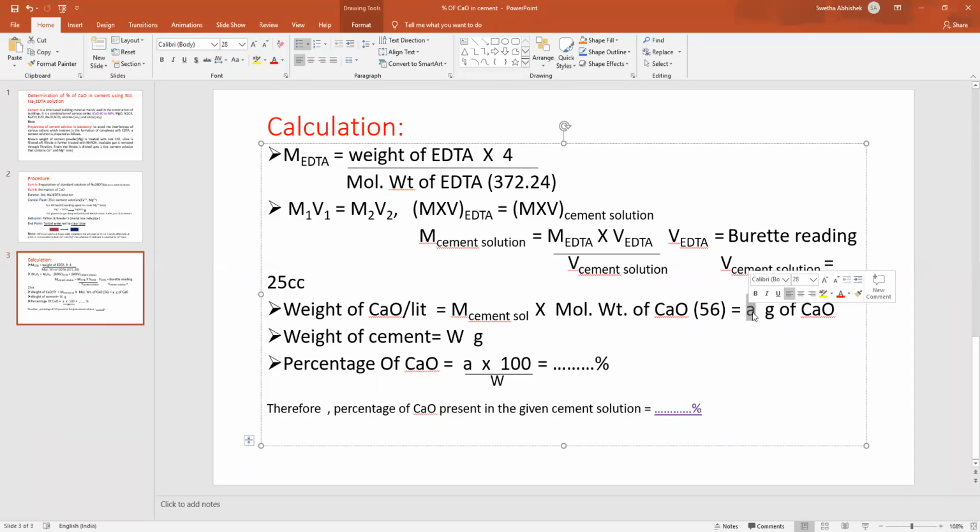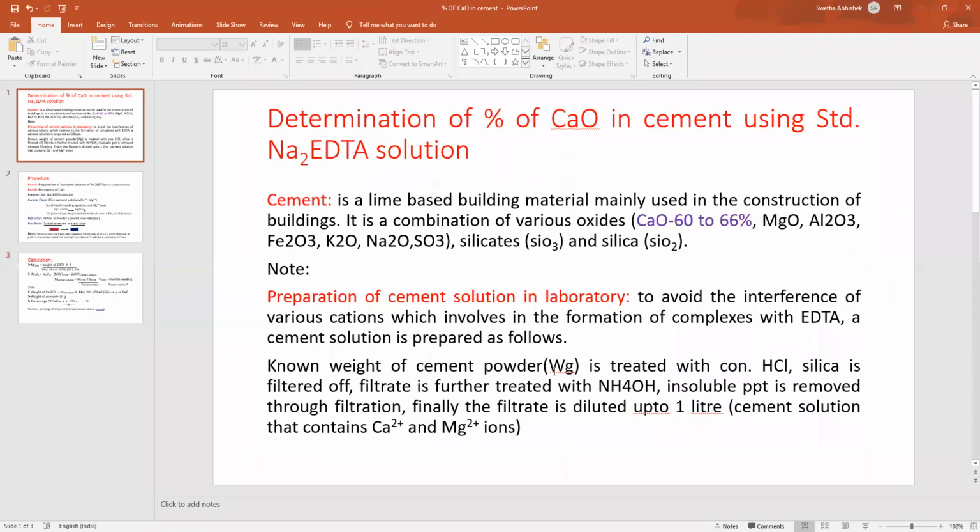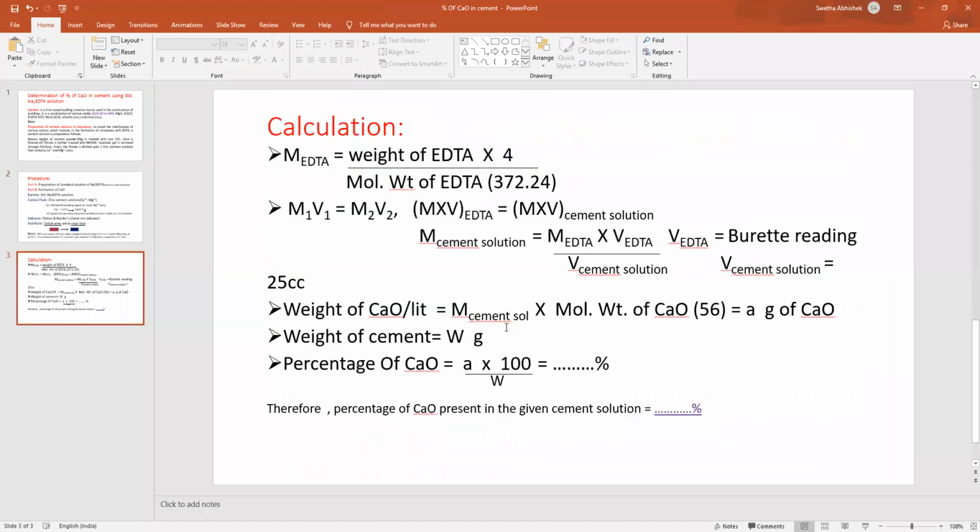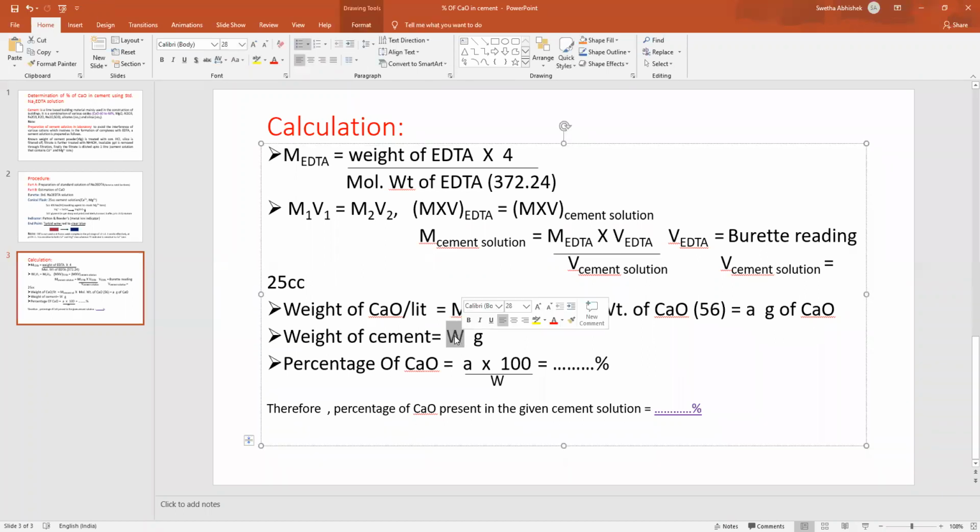Now, by using this A value, you have to calculate the percentage of calcium oxide by knowing the W value. What does the W value indicate here? The W is the weight of cement which is taken in the preparation of cement solution. Corresponding to that W gram of cement taken, you have to find out what is the percentage of calcium oxide present per liter of cement solution. So the weight of cement value will be given to you. Okay, since you are not preparing the cement solution, the value of W will be given to you.